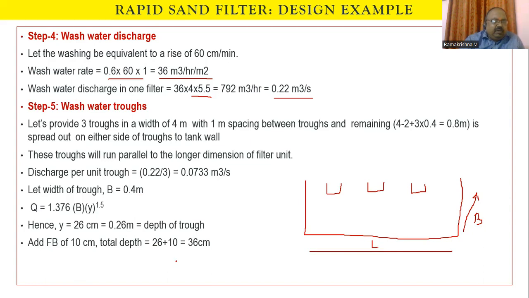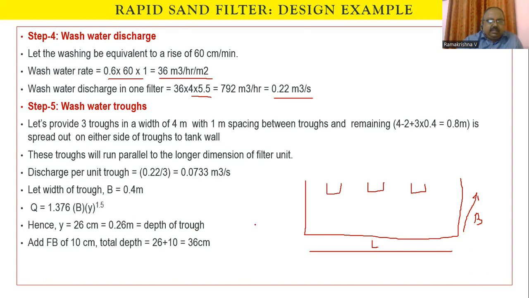So y is equal to 26 centimeters. So that is sufficient depth. It should not be too much depth. It should be shallow depth only, or at least you should have same width and same depth. So that trial and error we have to make. So now 26 centimeters depth is there. So if you add 10 centimeter freeboard, that is equal to 36 centimeters.